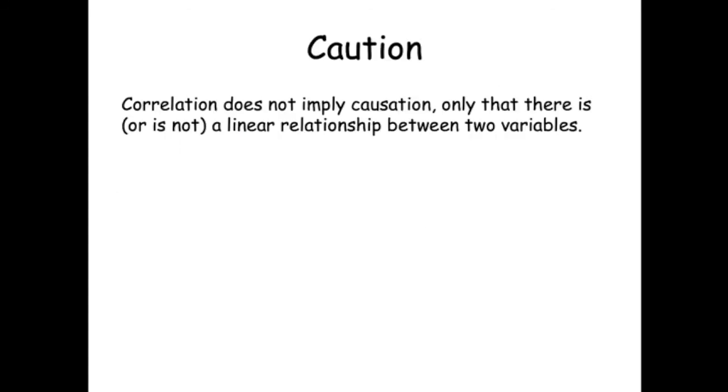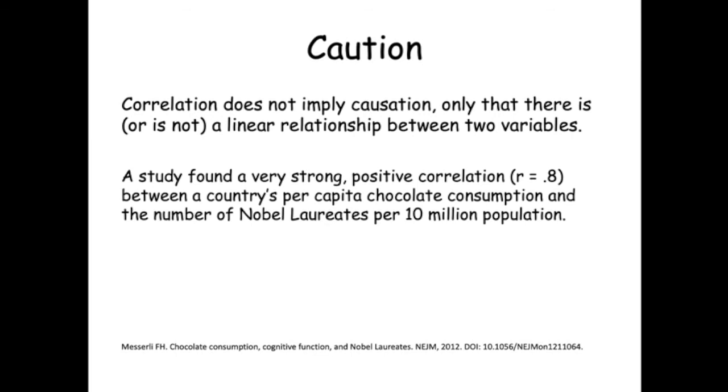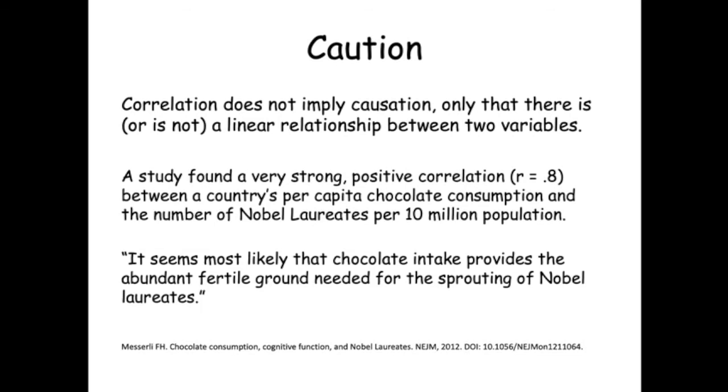A strong correlation does not indicate that one variable causes the other. A correlation is just that, co-relation. For example, an article reported a strong positive relationship between a country's per capita chocolate consumption and the number of Nobel laureates. The author noted that it remains to be determined whether chocolate consumption is the causative mechanism, but he decided that it was likely that chocolate plays a role.